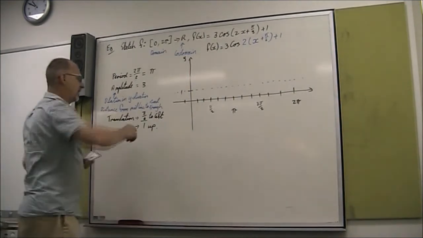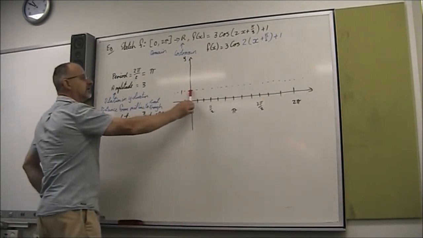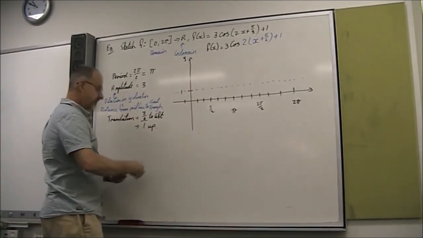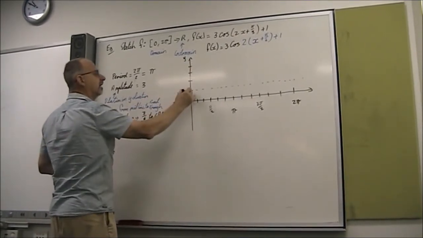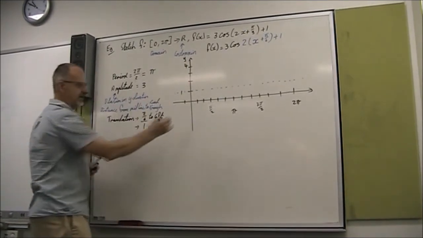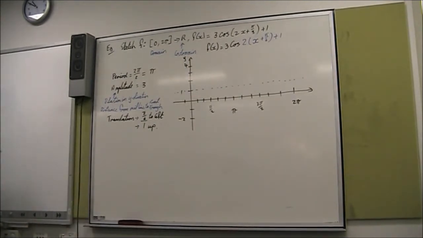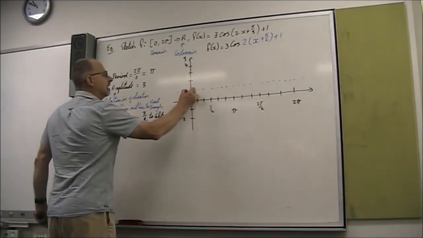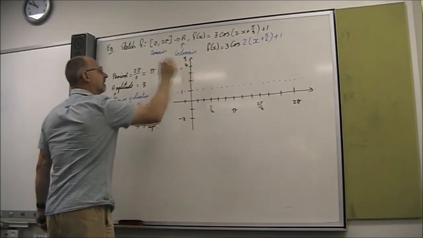So, where do we start then? So we would start, instead of there, it's going to be, because we've got an amplitude of 3, then we've got to come 3 above that line and 3 below that line. With me so far? Yep. So that would be up there, but when we've got our translation to the left here.